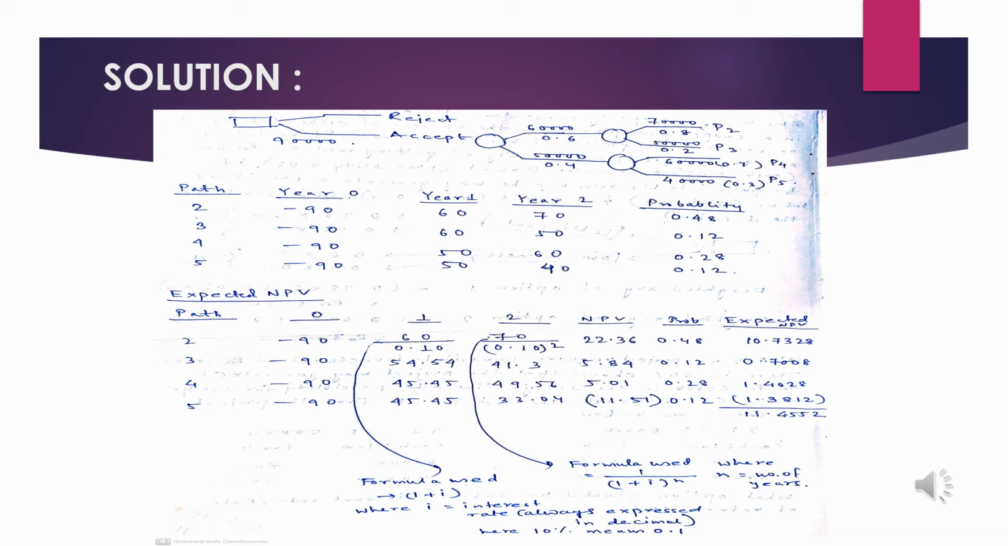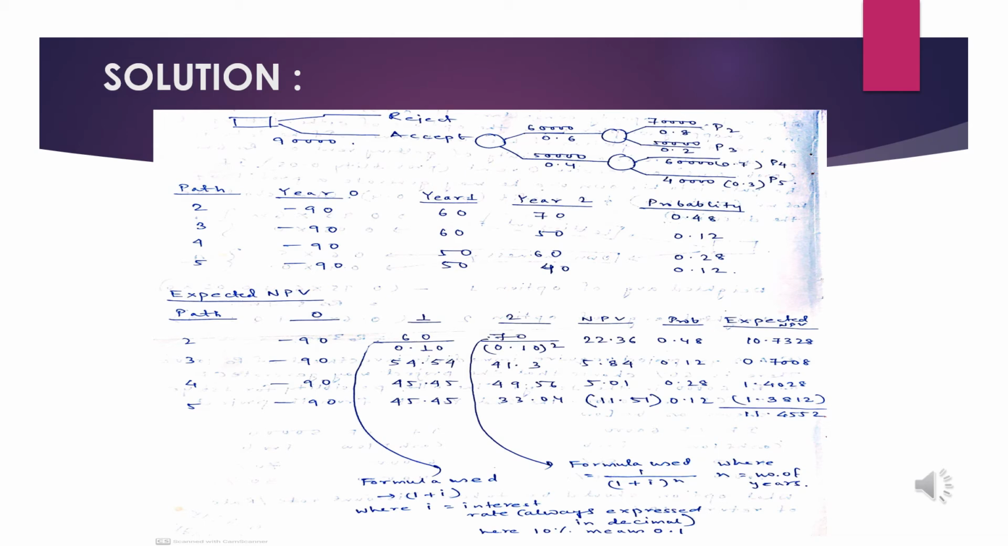When we do that, the first year and second year values, I have shown it in one single path and I have completed the entire thing based on that only. If you can see in the expected NPV, I have written down the path in the first column. The second column is the year 0 value, which is the same for everyone. Year 1 value coming back to the first year's value.